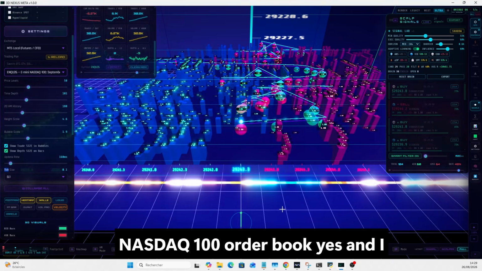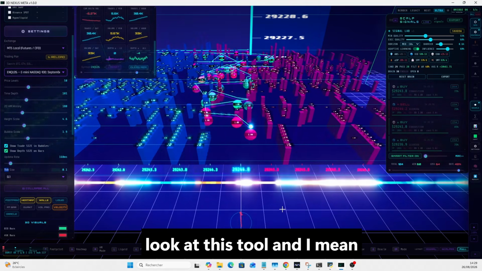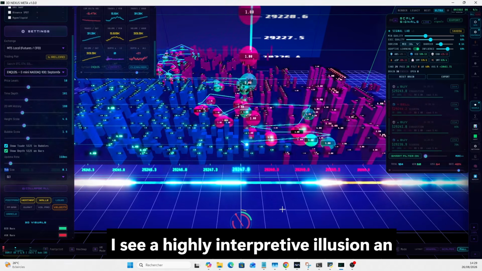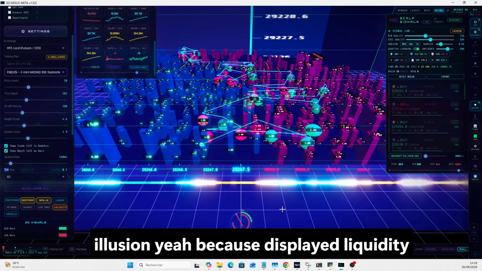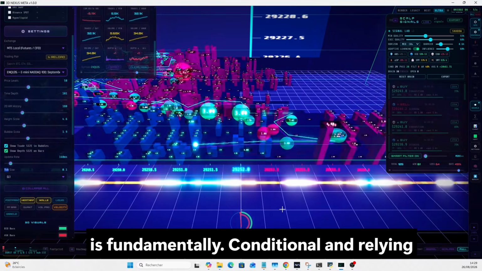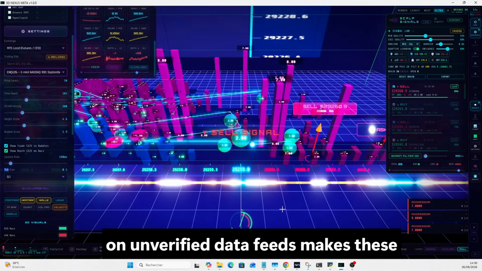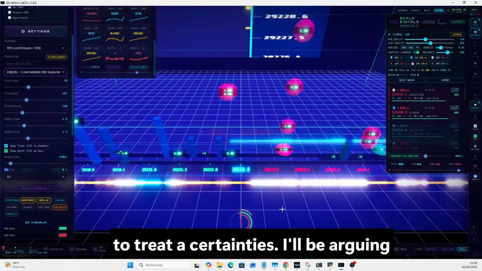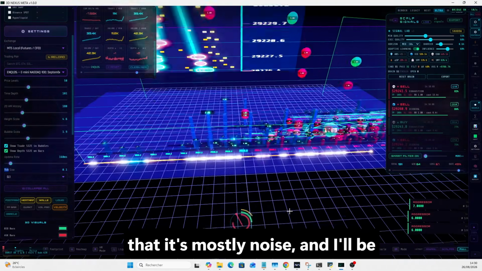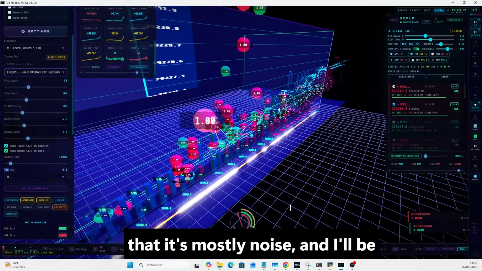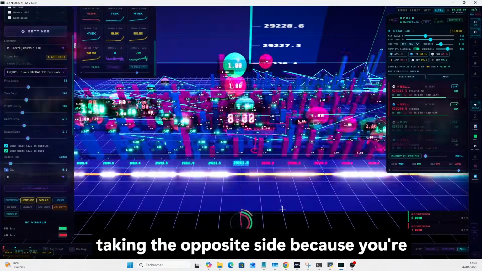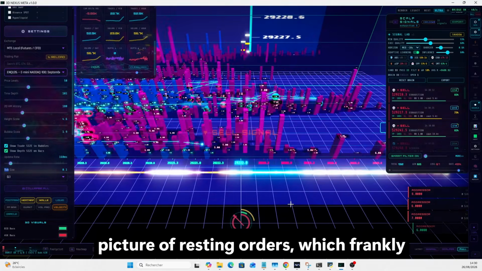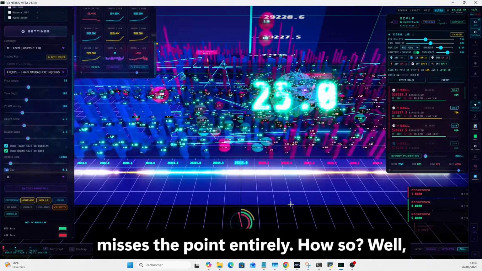Yes. And I look at this tool and I see a highly interpretive illusion. An illusion? Yeah, because displayed liquidity is fundamentally conditional. And relying on unverified data feeds makes these visual signals incredibly dangerous to treat as certainties. I'll be arguing that it's mostly noise. And I'll be taking the opposite side, because you're looking at it as just a static picture of resting orders, which, frankly, misses the point entirely.